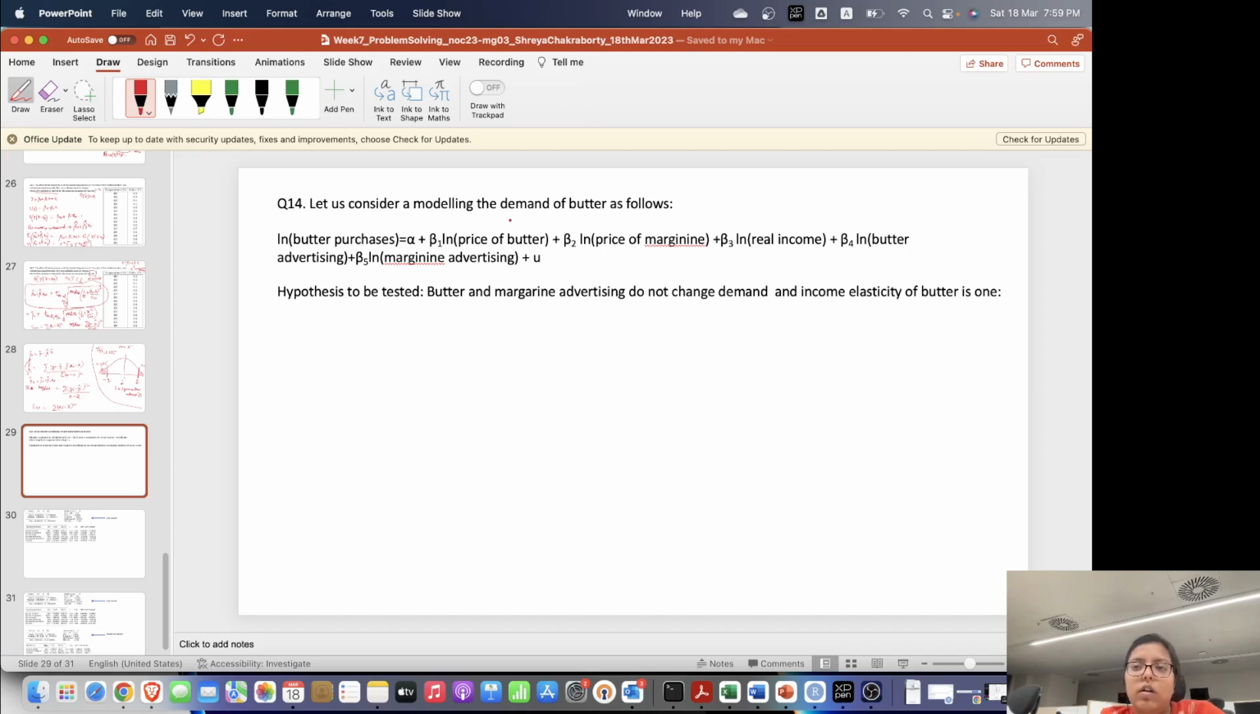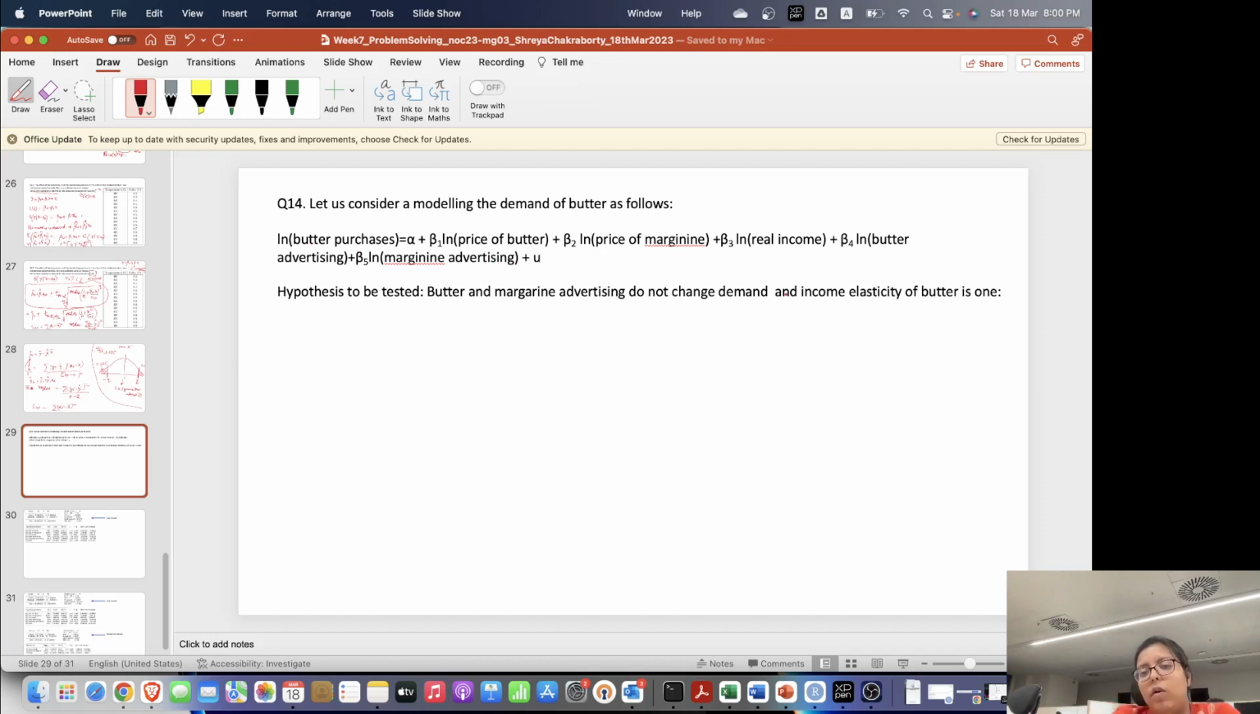Okay, so this problem is actually modeling demand of butter, and it's assuming that the demand for butter, or the purchases that can be made, depends on its own price, then the price of margarine, the real income of the people, and the costs incurred in advertising for both butter and margarine. So this is some hypothesized model that has been given to us.